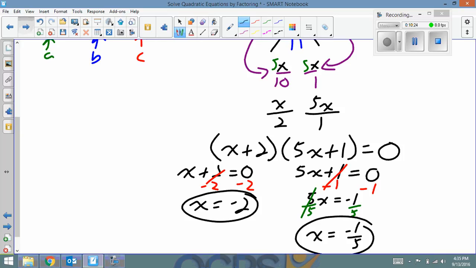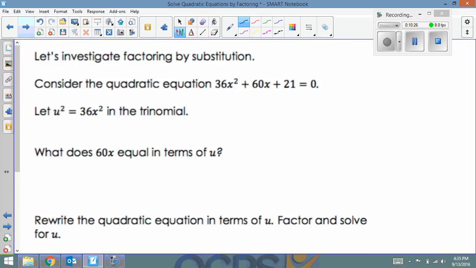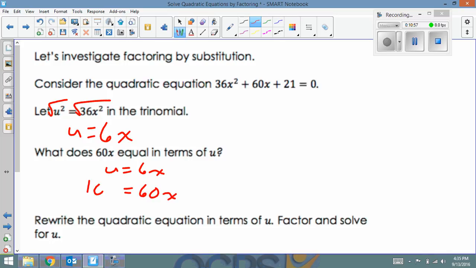Let's do another one. Now in this case, it says let u squared equal 36x squared. So to get u, we're going to take the square root of both of these. So we're going to have u equals, the square root of 36 is 6, the square root of x squared is going to be x. And the reason we're doing that is if you look at these numbers, they're going to give you rather large numbers. So we just substitute u in place of them. And since we know u is 6x, to get 60x, that means we're taking that u and multiplying it by 10. So we know that for 60x, it's going to be 10u.